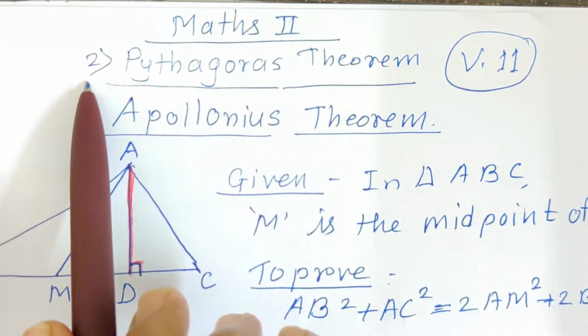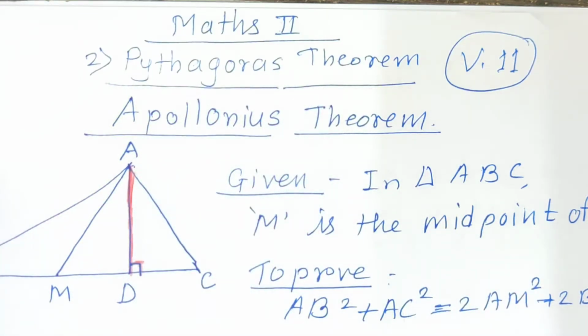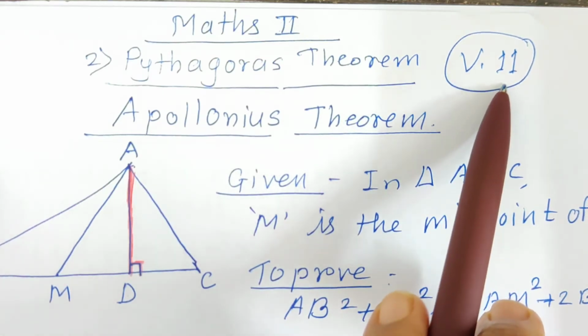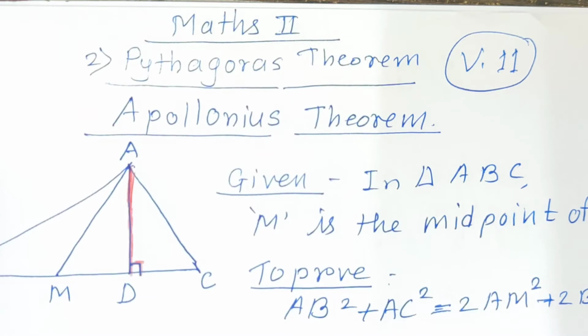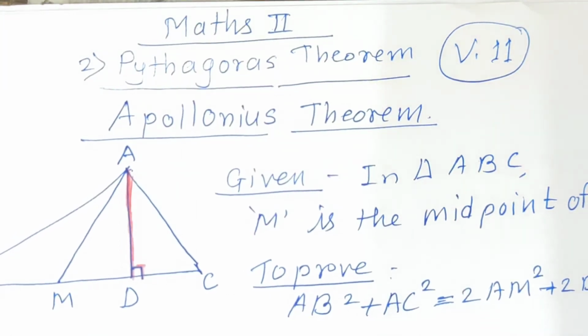Lesson number 2 is going on, that is Pythagoras theorem. And this is video number 11 of the lesson Pythagoras theorem. Today we will see the last point of this lesson, that is Apollonius theorem.